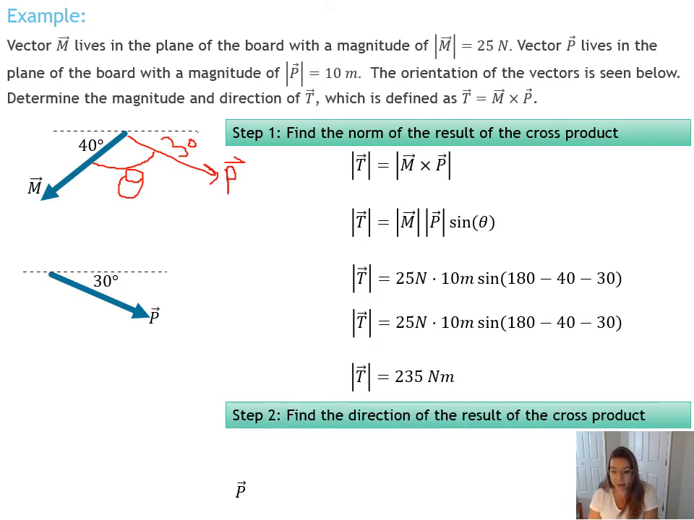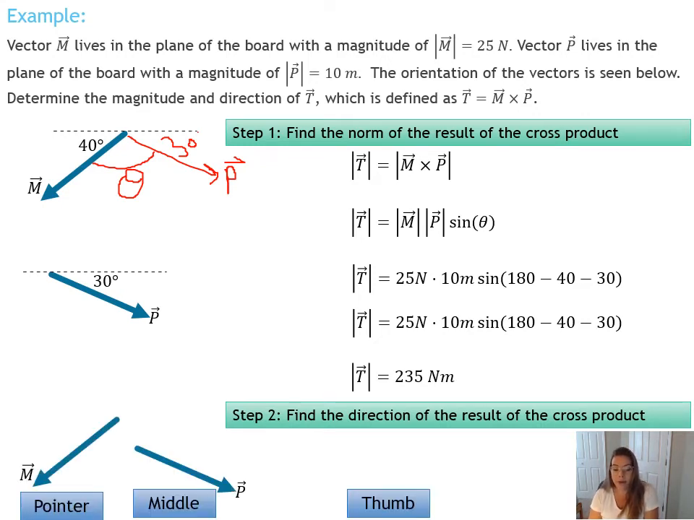So we got the magnitude of the result of the cross product, but we need to describe its direction. So give your fingers these assignments. We're crossing M with P, so that makes M your pointer finger. P is your middle finger. So this one's kind of hard to do. I need my pointer finger to be going down. Actually, this one's not too bad. Down and to the left. My middle finger is going down and to the right. My thumb is coming out of the board right now. So try to make your fingers look like that. My thumb is coming out of the board.